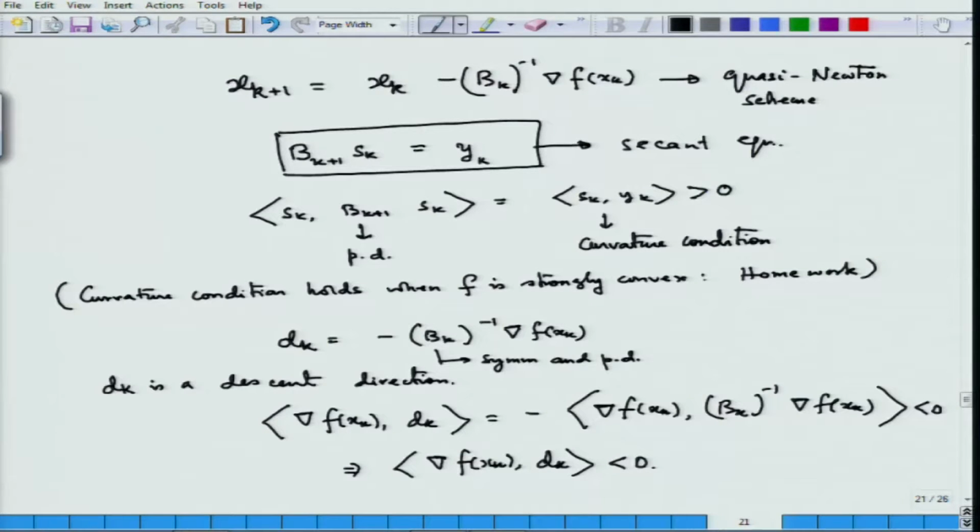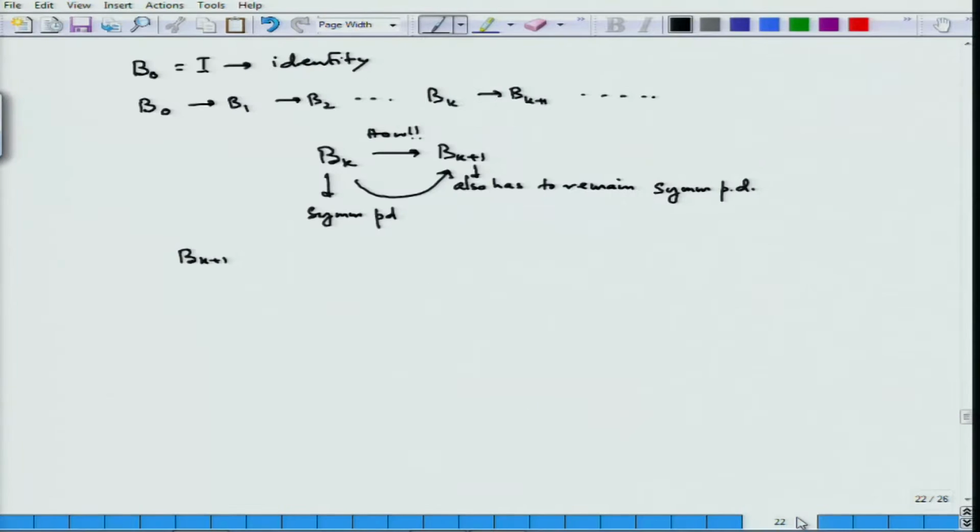Now, what I am trying to say is that if I want to find a B_{k+1} from B_k, it must be symmetric and must satisfy the secant equation or the Quasi-Newton equation. Now, what we want is that there should not be a huge change between B_k and B_{k+1}, because we want to also reduce our computational effort. If there is a huge change between B_k and B_{k+1}, then that is not fair.